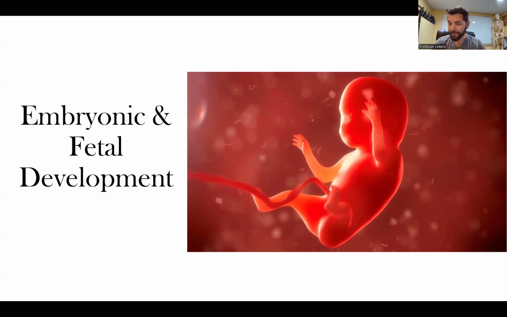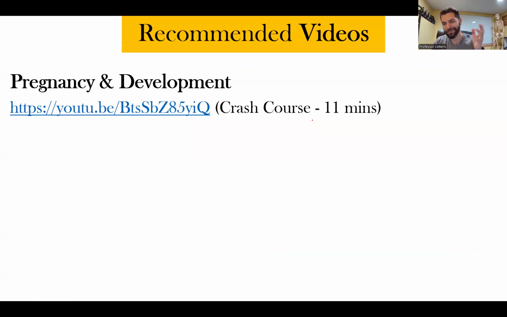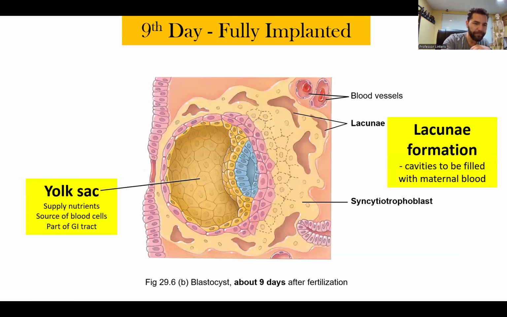What happens next? We have embryonic and fetal development. This is when it gets kind of crazy, right? The last one was crazy too. Obviously, you could check out the video. Super, super important. Kind of just a different way to look at what we're discussing. So, in theory, post-fertilization, 9th day-ish, a little bit over a week, the blastocyst should be fully implanted.